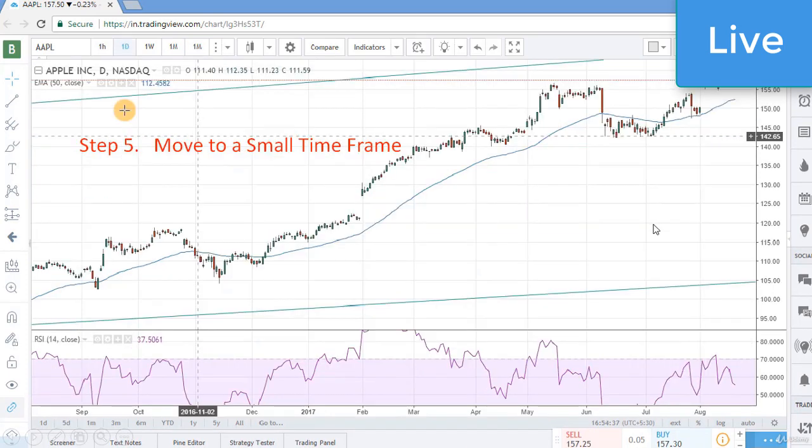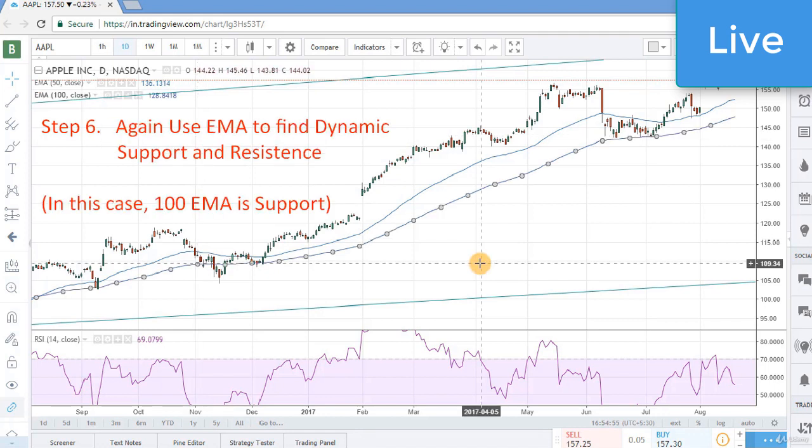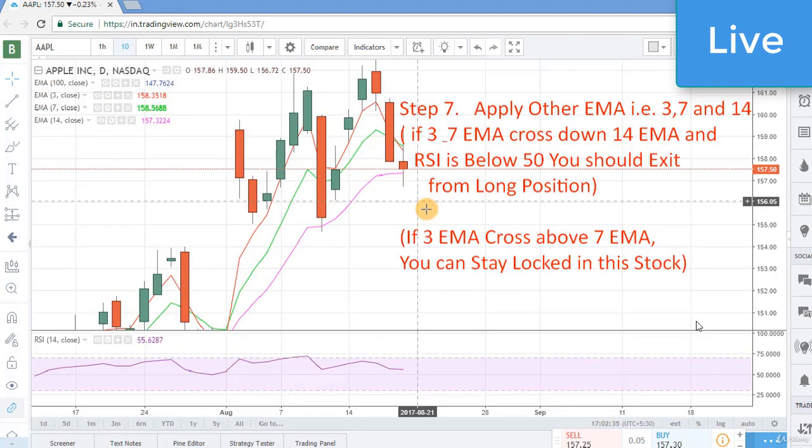Step 5 is to move to a smaller time frame. Right now I am on a daily time frame, the 1 day time frame. Step 6 is again to use all the EMAs to find the dynamic support and resistance. In this case, EMA 100 is acting as the dynamic support here. Now the last step which comes into play is to apply all the other indicators and moving averages that can work. In this case, we have just used the EMAs which were suitable, which are 3, 7 and 14.